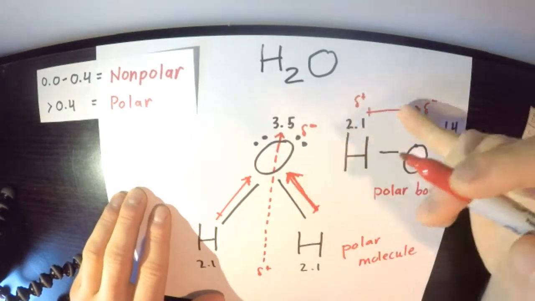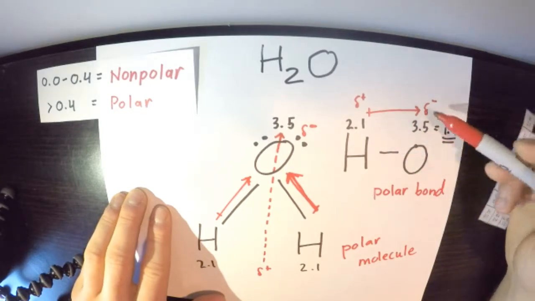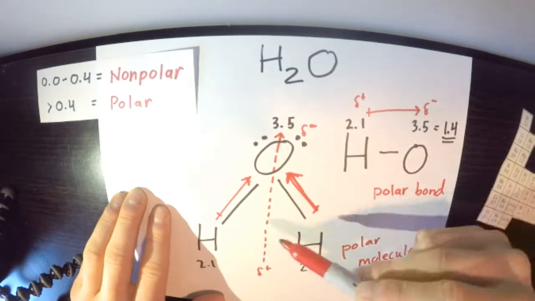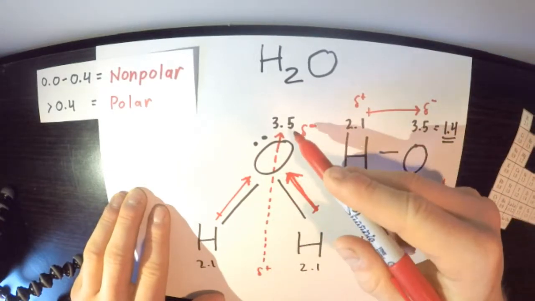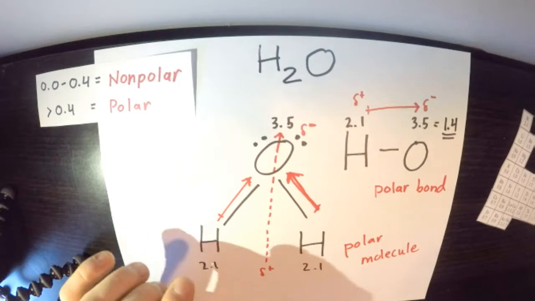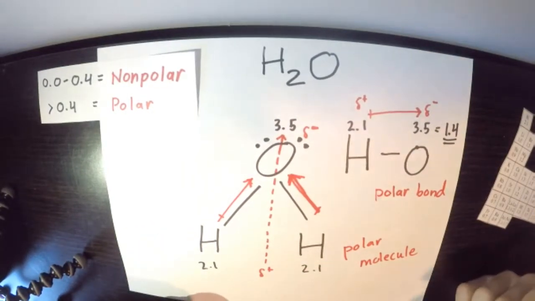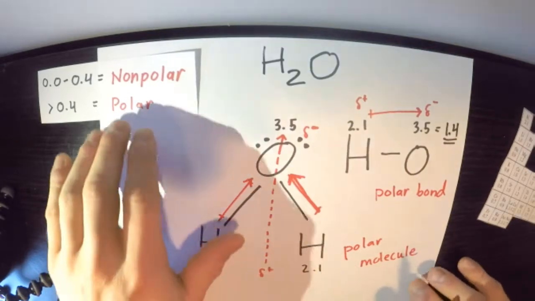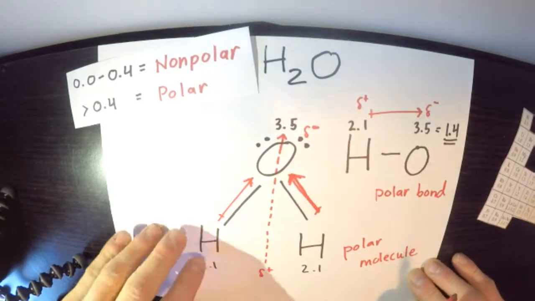Alright, so bonds between H and O are polar, pointing towards the oxygen. The entire molecule now, based on the polarity of both of these bonds, tells me that this is a polar molecule as well. And we know this because water is the universal solvent. It does a really good job of dissolving most solutes. So this is a good example to start with. Alright, so there's that one.